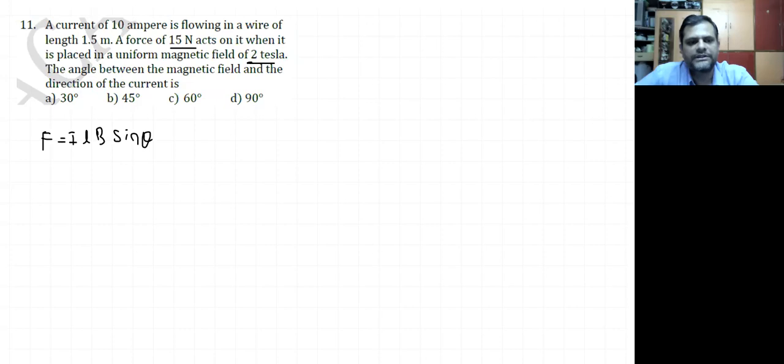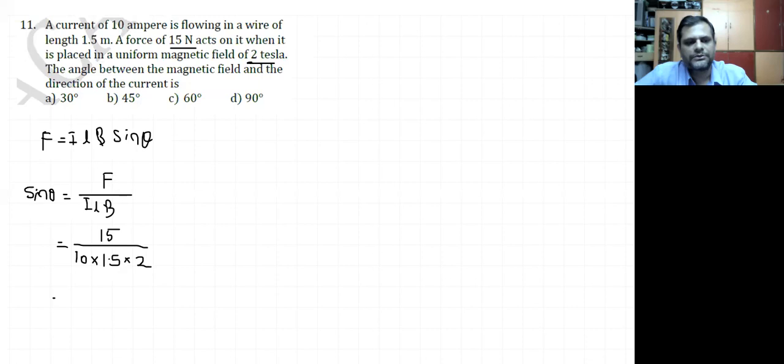Okay, everything is given here. Only the thing is that the angle between the magnetic field and current is to be found out. So that means we want to find out the sin theta here. So we already know that this sin theta is going to be equal to F upon I L B. Okay, so that F, which is given to be 15 Newton, I current is given to be 10 ampere, length of the conductor is given to be 1.5 meter, and also the magnetic induction, which is already given to be 2 Tesla here. So you can just calculate this 10 and 15.